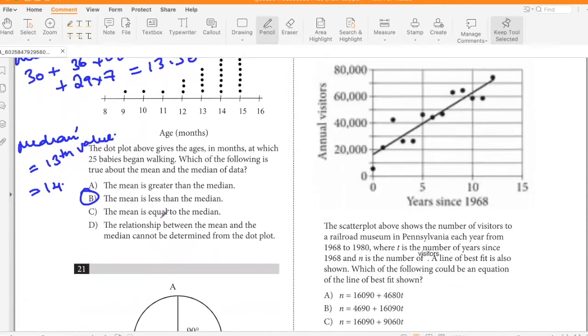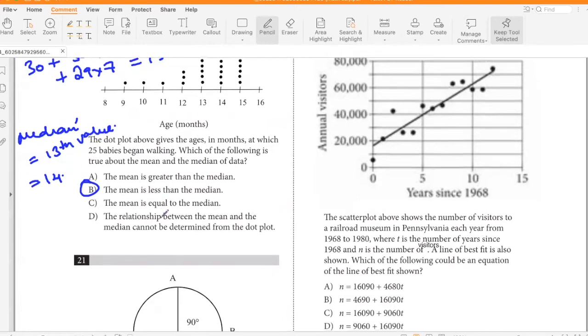The scatter plot above shows the number of visitors to a railroad museum in Pennsylvania each year from 1968 to 1980, where t is the number of years since 1968 and N is the number of visitors. A line of best fit is also shown. Which of the following could be an equation of the line of best fit?